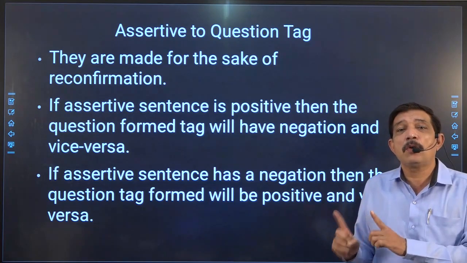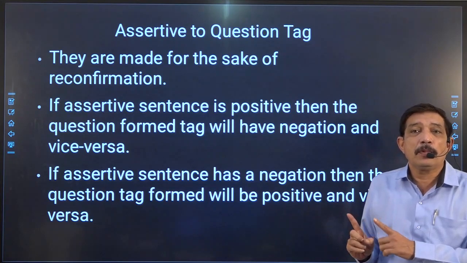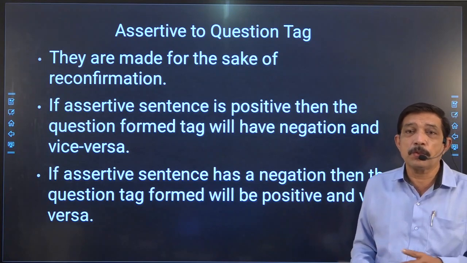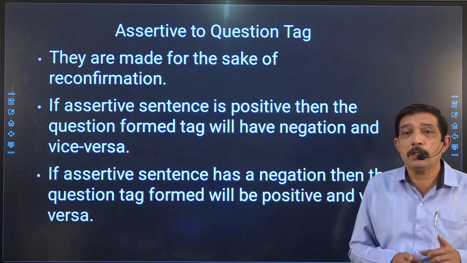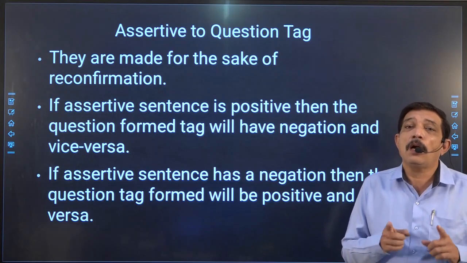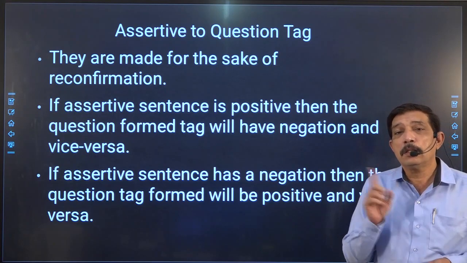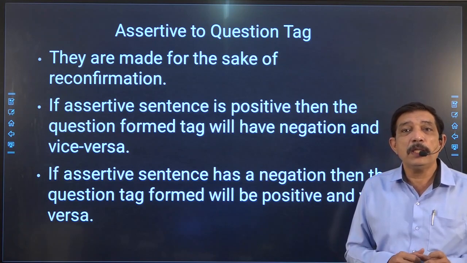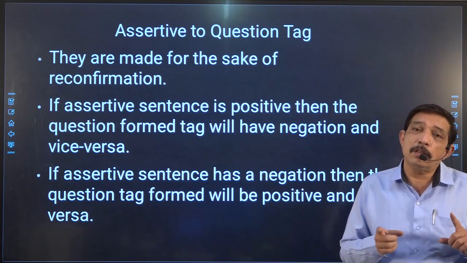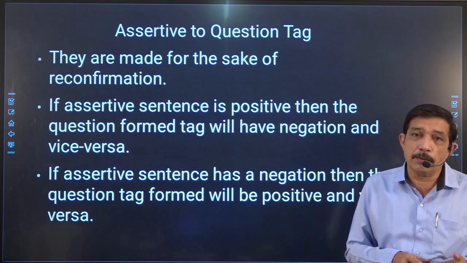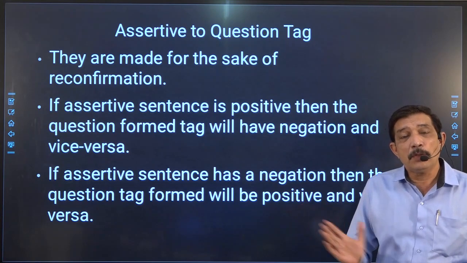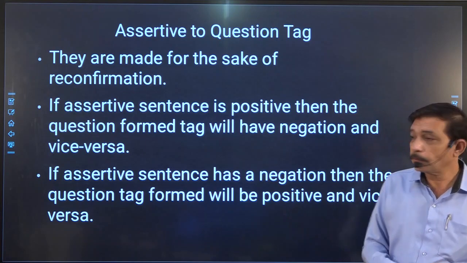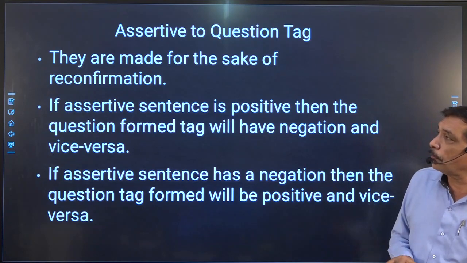That means it will not have any negative word, right? So the second rule says that if the assertive sentence is affirmative, then the question tag form will be negative, and if the assertive sentence is negative, then the question tag that is formed there, you will not use any negation. Now we come to a few of the exercises.